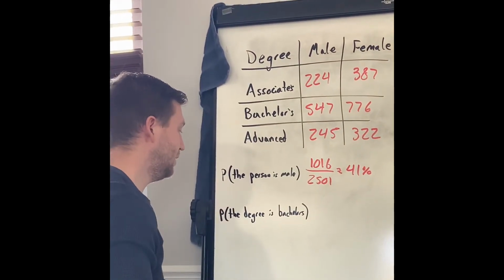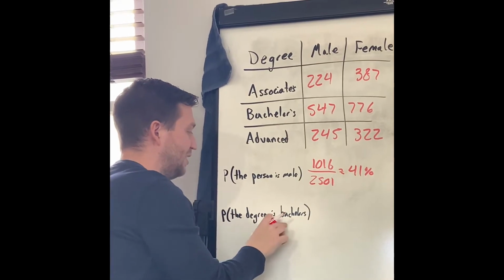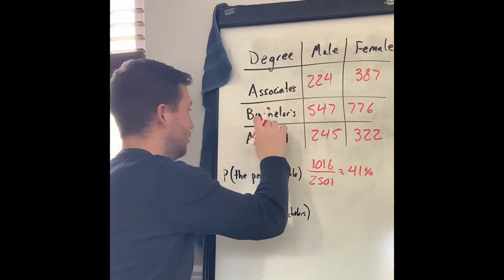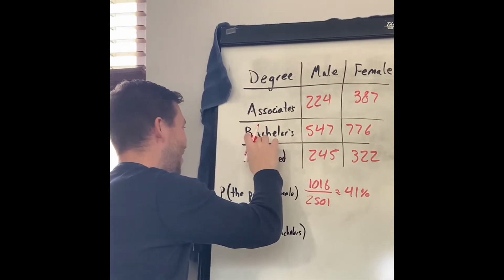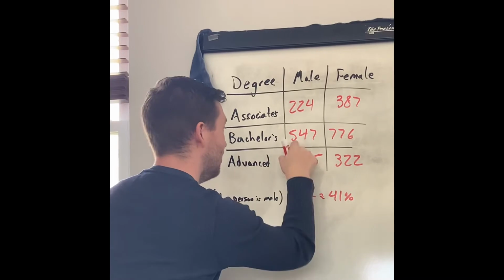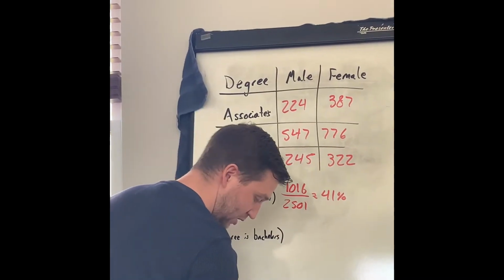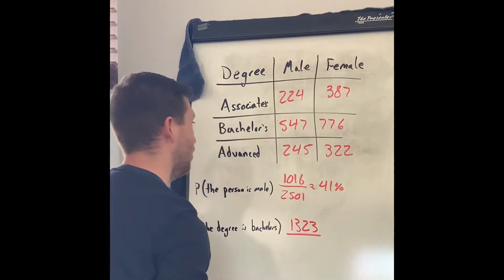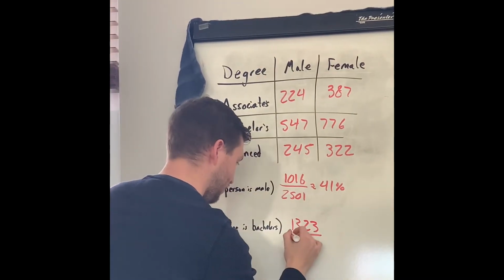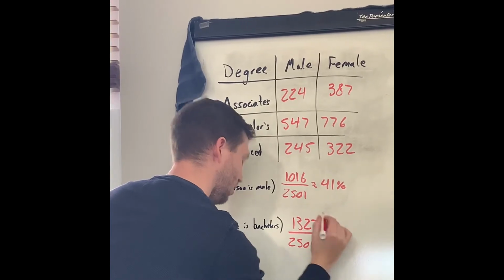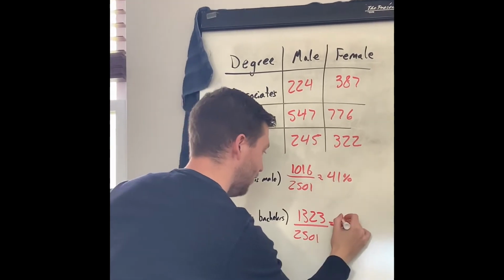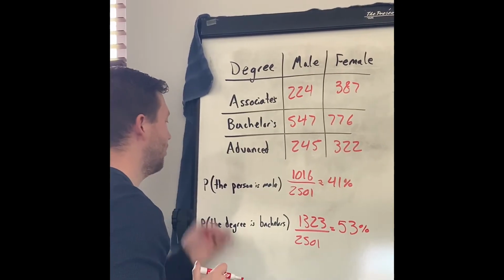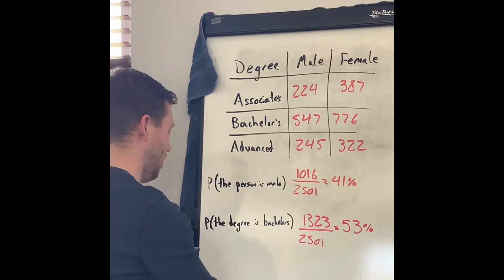All right, easy enough. The second one, the degree is a bachelor's. So I need all of the bachelor's degrees. All the bachelor's degrees would be these 2 numbers added together, which gives us 1,323 out of all of the people total, 2,501. This equals about 53% when you divide them. Now I'm going to erase these 2 and put the next 2 in.